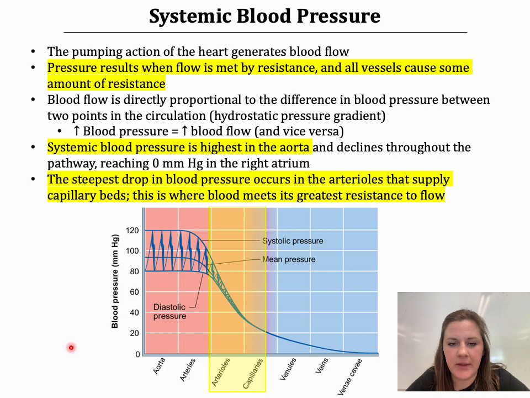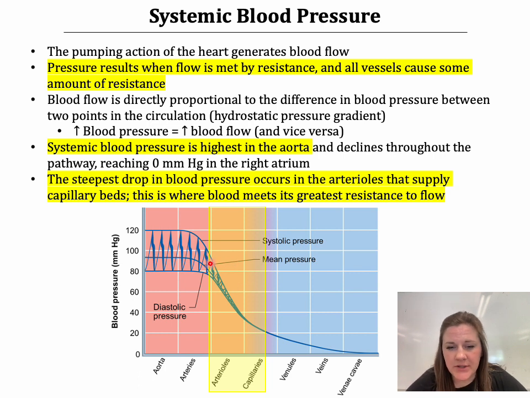So with this image below, we're taking a look at how blood pressure changes throughout the vascular system. So on the y-axis here, we have blood pressure in millimeters of mercury, and then down on the x, it's representing the different vessels, starting with the aorta down to the vena cava. So within the aorta and in our large arteries, this is where the blood pressure is the greatest. Right? The vessels are closest to the heart here. There's going to be a lot of blood flow, meaning there's a lot of blood pressure there.